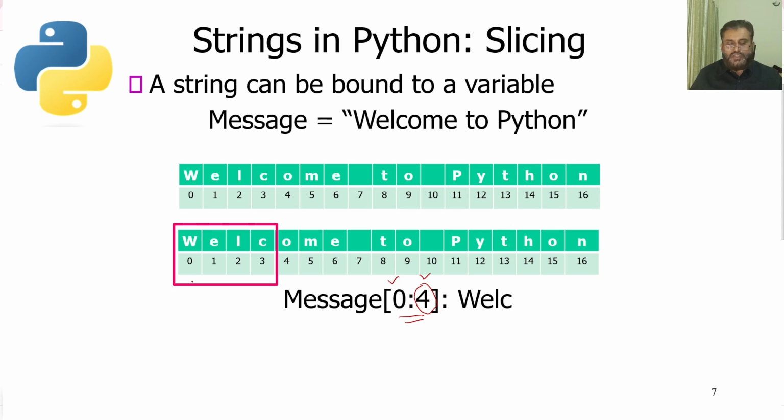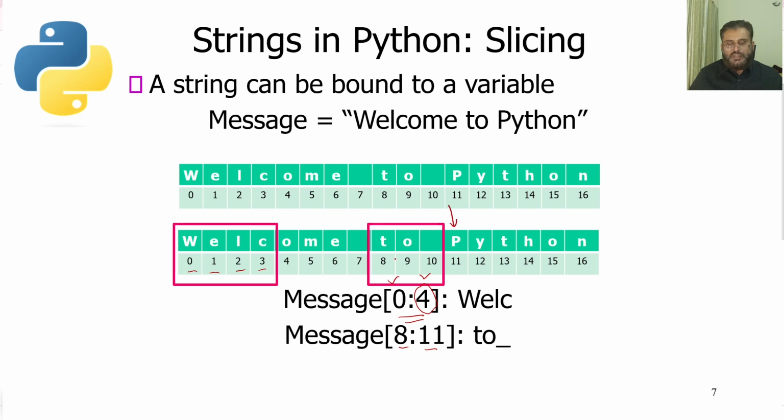So in this case, you can see that the slice taken out of the string is 0, 1, 2, and 3 indices, and the characters stored on those indices are W, E, L, and C. Similarly, if we give the indices 8 and 11, it will not include the element stored at index 11. It will give the output of the characters stored at 8, 9, and 10.